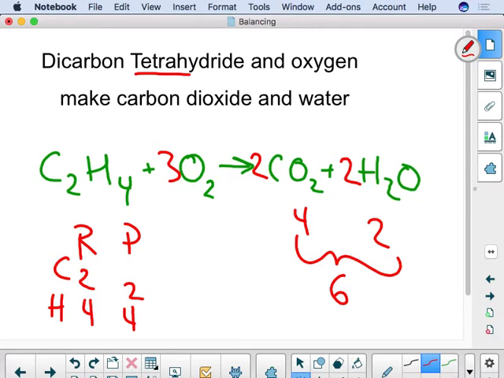The sum of the coefficients in this one is 8. 1, 3, 2, 2. You have to add the 1 from the C2H4, yeah, you have to include that in your number.